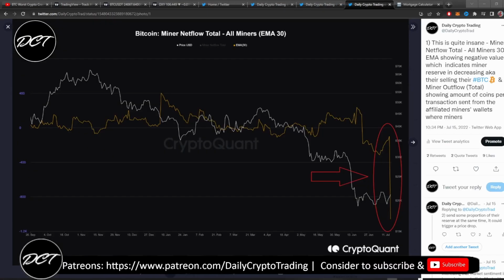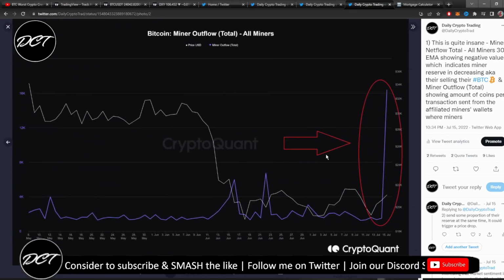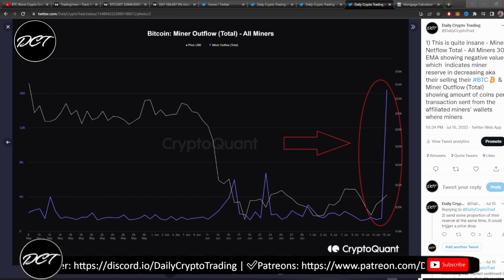Let's also look at the miner net flow, guys. This is also important because miners have a lot of Bitcoin. What we are seeing is that reserve is actually decreasing, meaning that they are actually selling their Bitcoin to cover their expenses. If we look at the outflow, we can see this huge Bitcoin outflow. They're sending a lot of Bitcoin, selling it either OTC or on exchanges to cover their expenses, and they are not profitable, so they are also capitulating, guys.